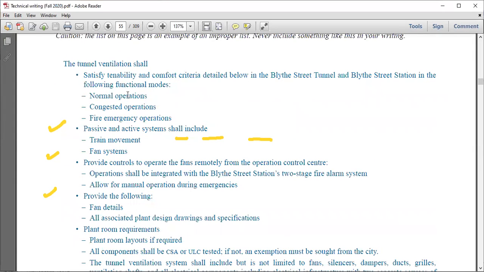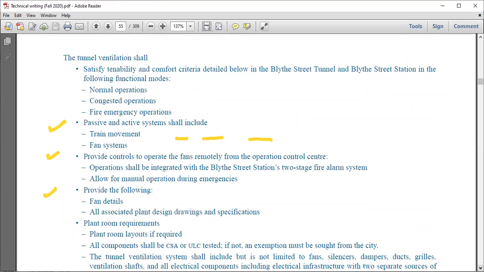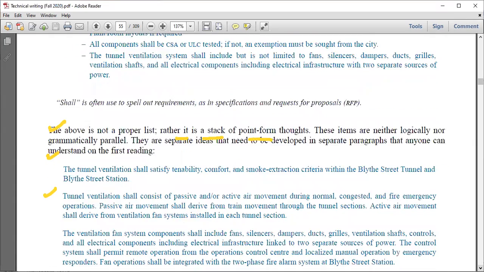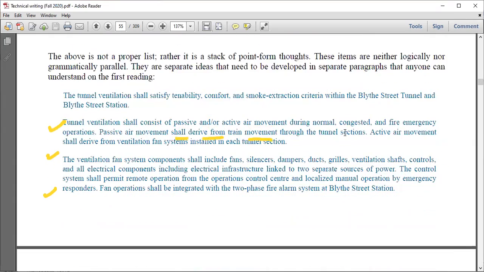We don't know the following functional modes: normal operation, congested operation, fire emergency operation. So how are they linked with this one, right? We don't know whether tunnel ventilation shall have this or these are separate points. So that's why they all are mixed up, right? It seems like the writer has just jotted down his points while brainstorming, or while putting his thoughts onto the paper, right? Okay, let me remove this one.